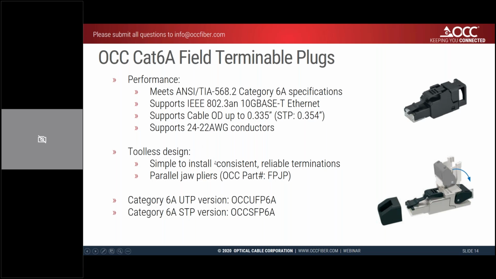Really all you need is a pair of parallel jaw pliers that you could order from us, part number FPJP, and maybe a pair of side cutters. Makes it kind of nice. But if you wanted any of these things, the part number is OCC UFP6A for the UTP version of the 6A plug, and OCC SFP6A for the shielded version of the field terminable plug.